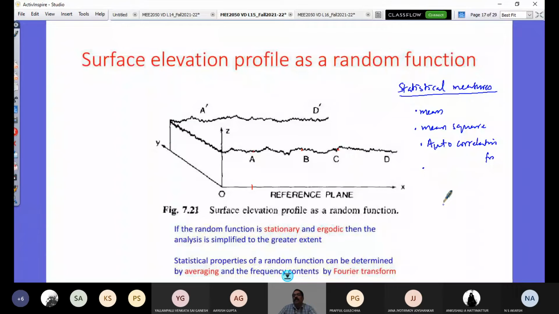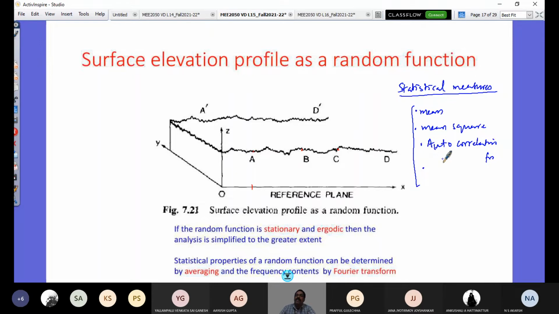If you have data, the mean value would be a good measure, or the mean square value is a good measure, or an autocorrelation function. What do you mean by autocorrelation function? If I have my value at one point, what would be its value with respect to the previous value? That is how B is correlated with reference to A, or C with respect to B. That's where I define the autocorrelation function of that individual.